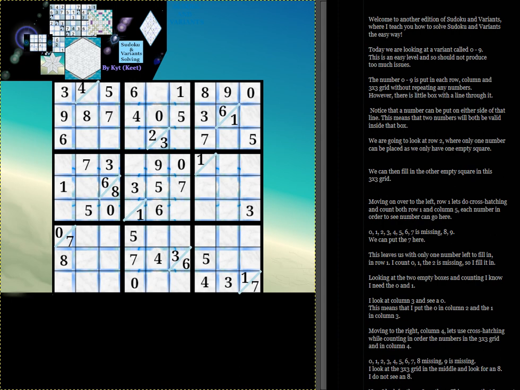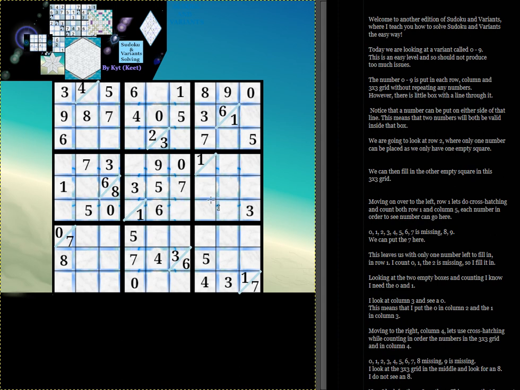The 0 to 9 is put in each row, column, and 3x3 grid without repeating any numbers. However, there's a little box with a line through it. Notice that a number can be put on either side of that line. This means that two numbers will both be valid inside that box.